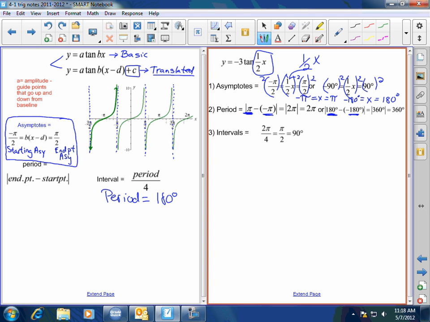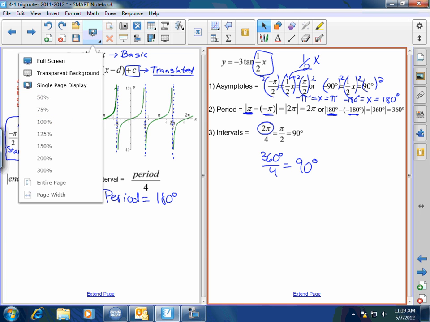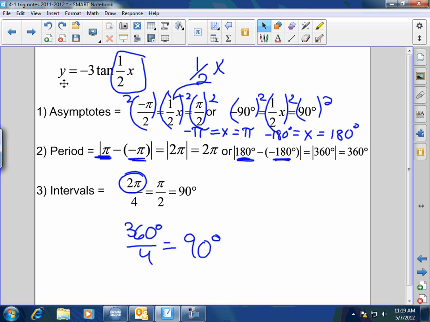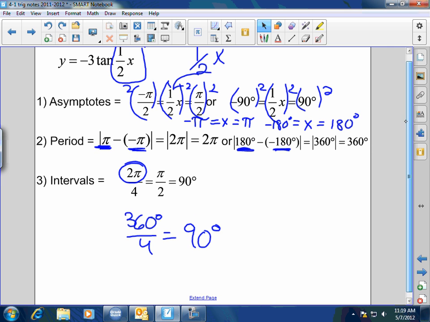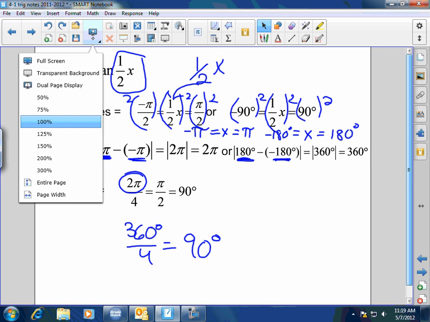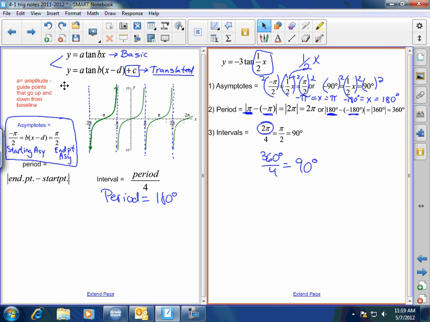Number 3, interval is my period, which is 2 pi divided by 4. How did I get to 90? Well, 360 divided by 4 gives me 90 degrees. Is everyone with me so far? Okay, now, let me show you how to graph this, because it's easy, easy, easy. Actually, I'm going to keep it on split screen so we can see all the actual values.